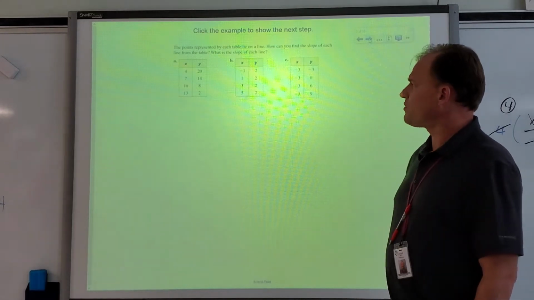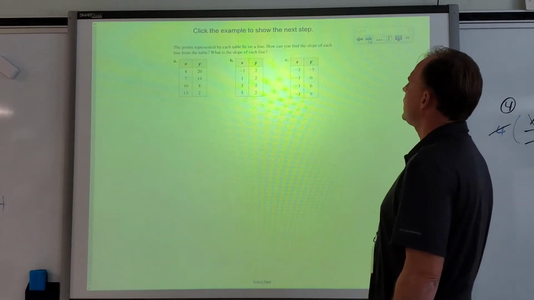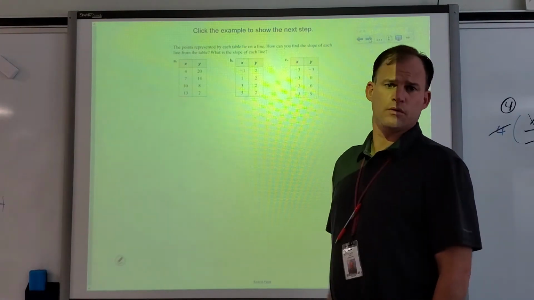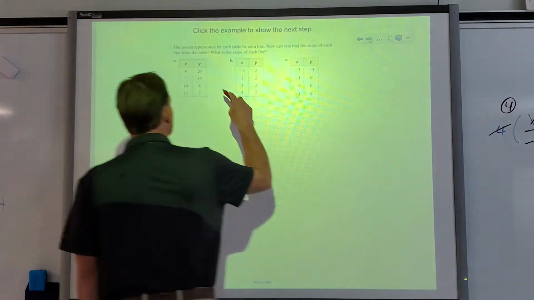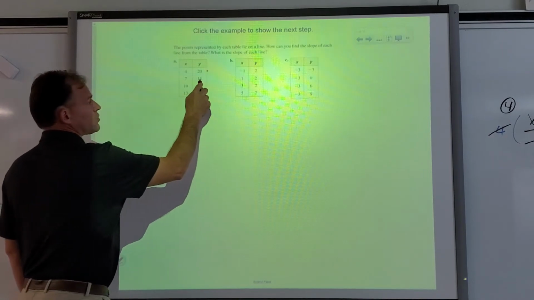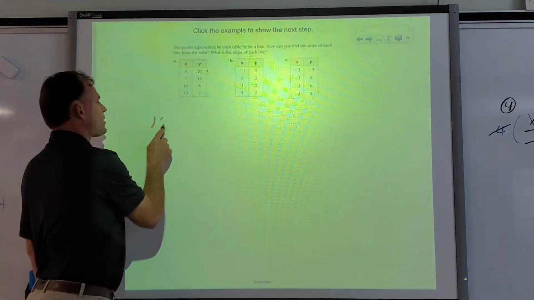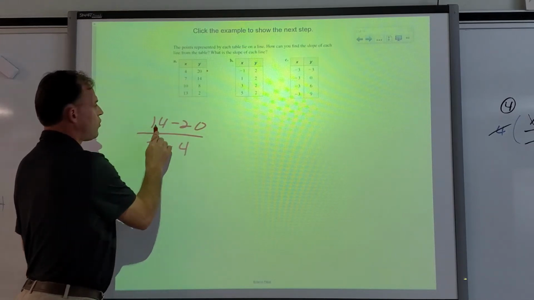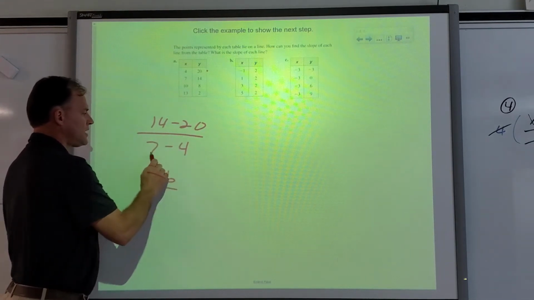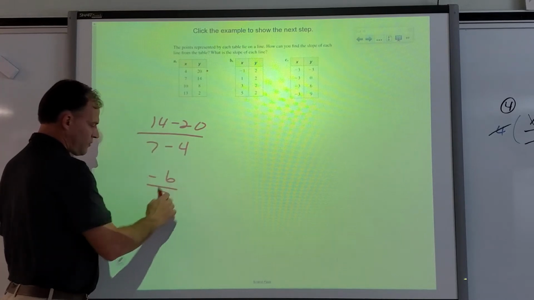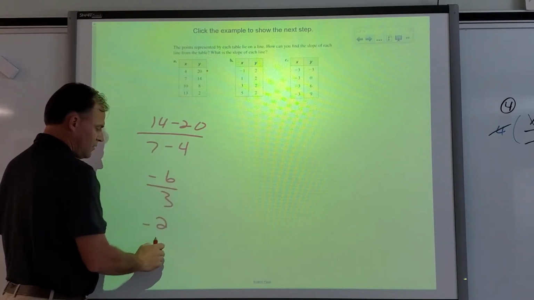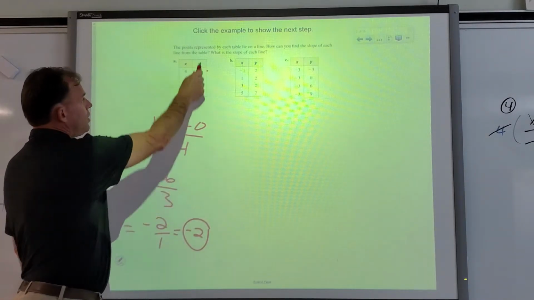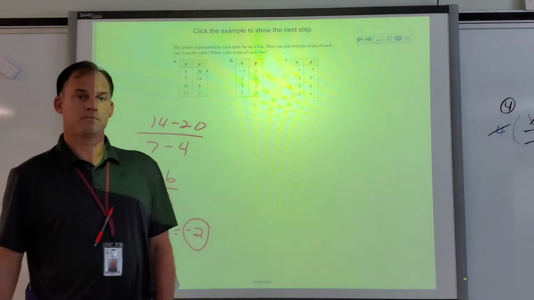So, what if you have a table? If the points are given by a table, how can you find the slope? Well, in this case, I have to use the formula. It's the second one minus the first one. So I work up: 14 minus 20 over 7 minus 4. 14 minus 20 is -6. 7 minus 4 is +3. Simplify. -2 over 1, which is -2, is the slope for this first graph.